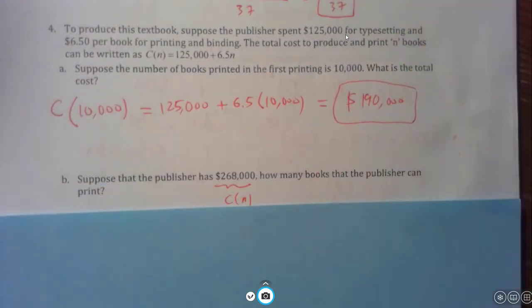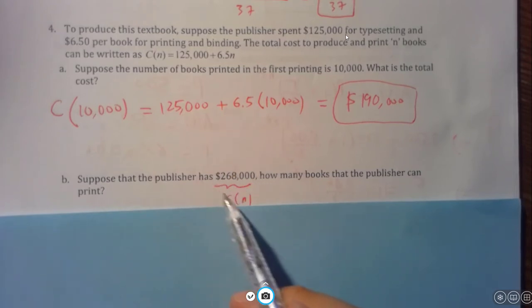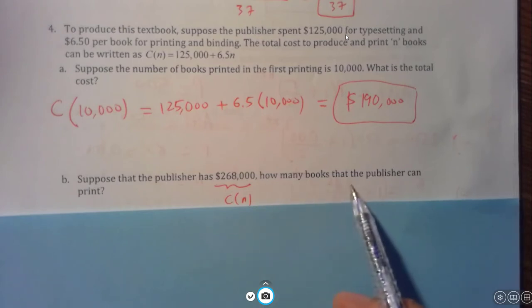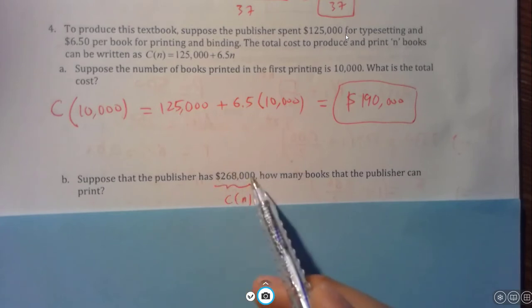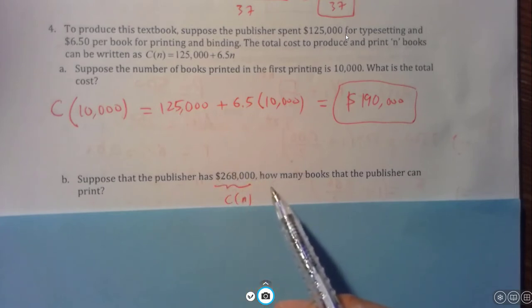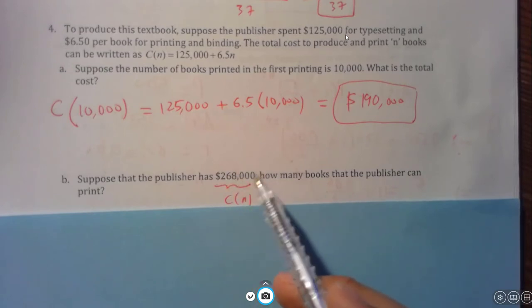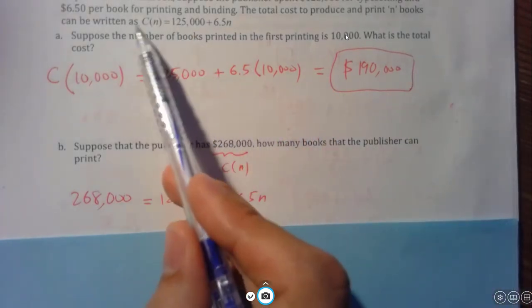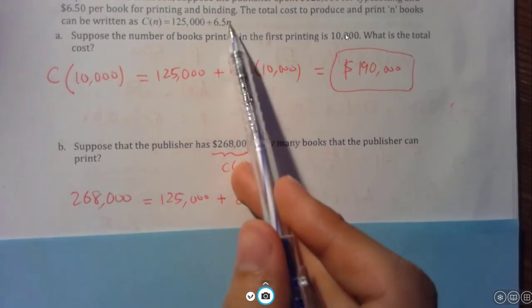And then the next question, suppose that the publisher has this much money. How many books can that publisher print? So he has this amount of money. How many books can he print with the given amount of money? So we know that C of n now is the money, the cost he has, and we are looking for the number of books, or n.